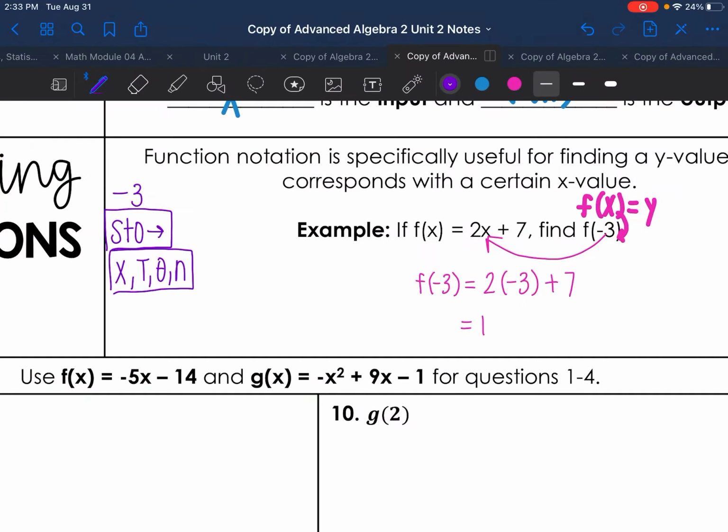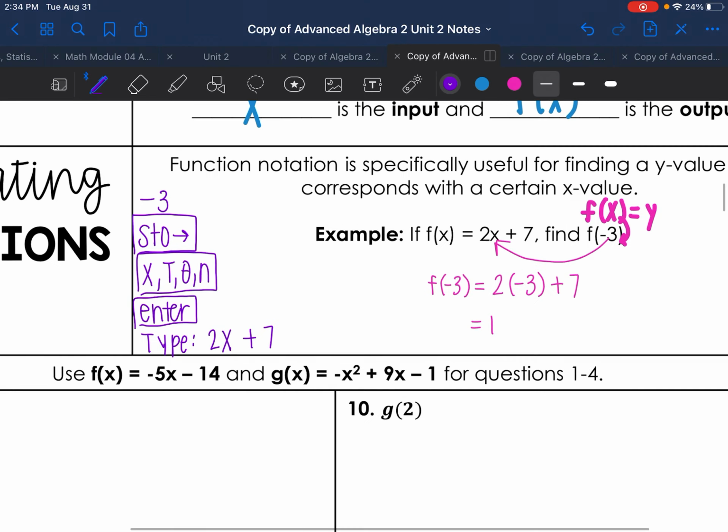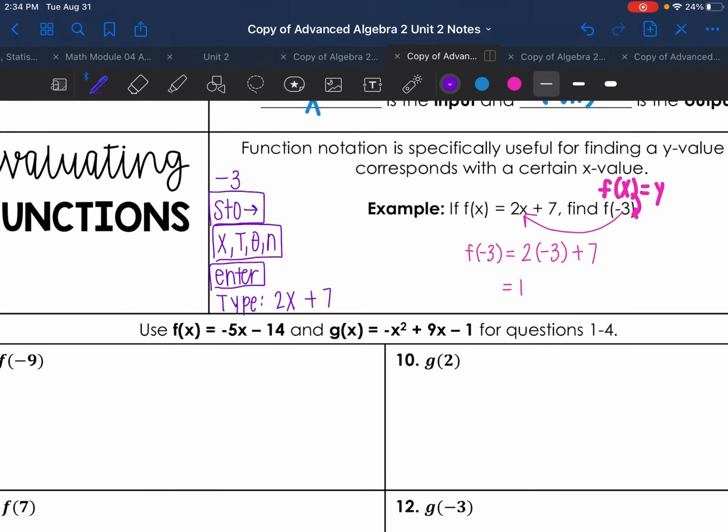Let's go back and write that down. So, whoops. Gotta remember to hit enter after this part. And then we type 2x plus 7. And that gives you your answer. I would recommend doing all of these problems this way.